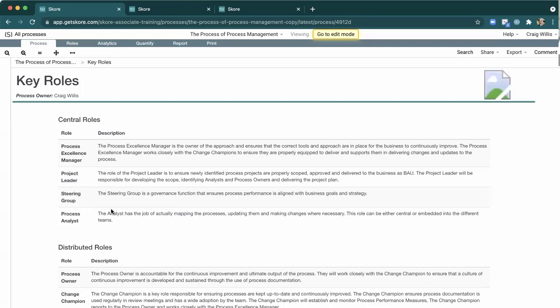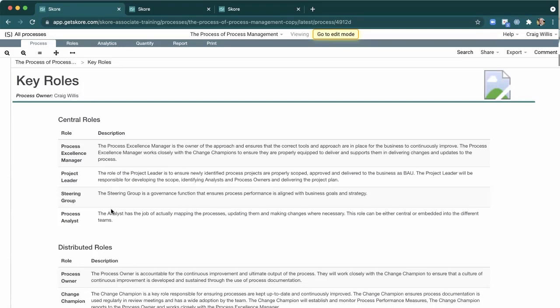And as well as the roles, you need to think about the model that you're actually going to implement here. When you're running a program like this, or looking at an organization-wide process management piece of work, you need to think about whether we're doing this centrally, so there's a central team managing it, or whether it's distributed, or a combination of the two. And in fact, in most cases where we've done this successfully, it's been that sort of hybrid model.